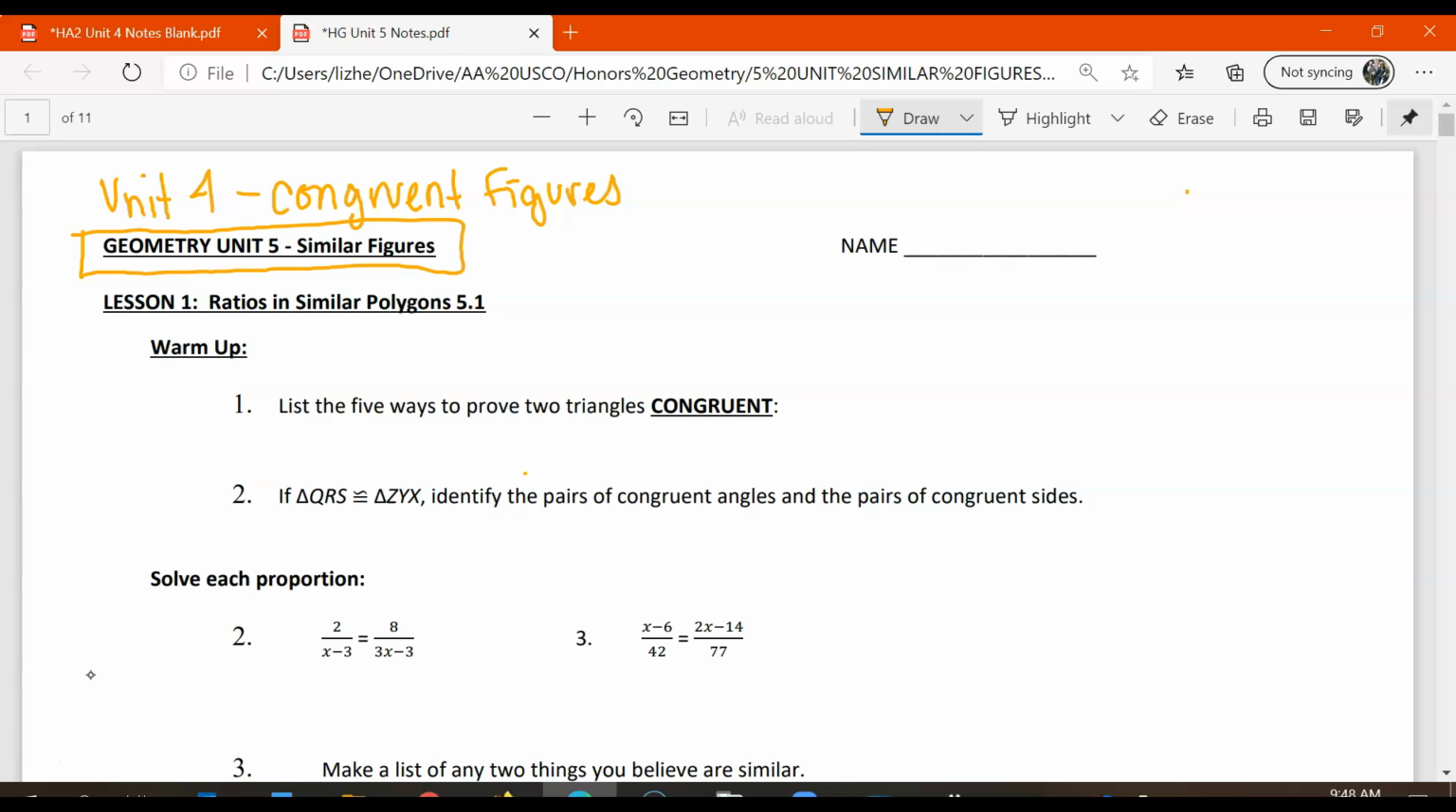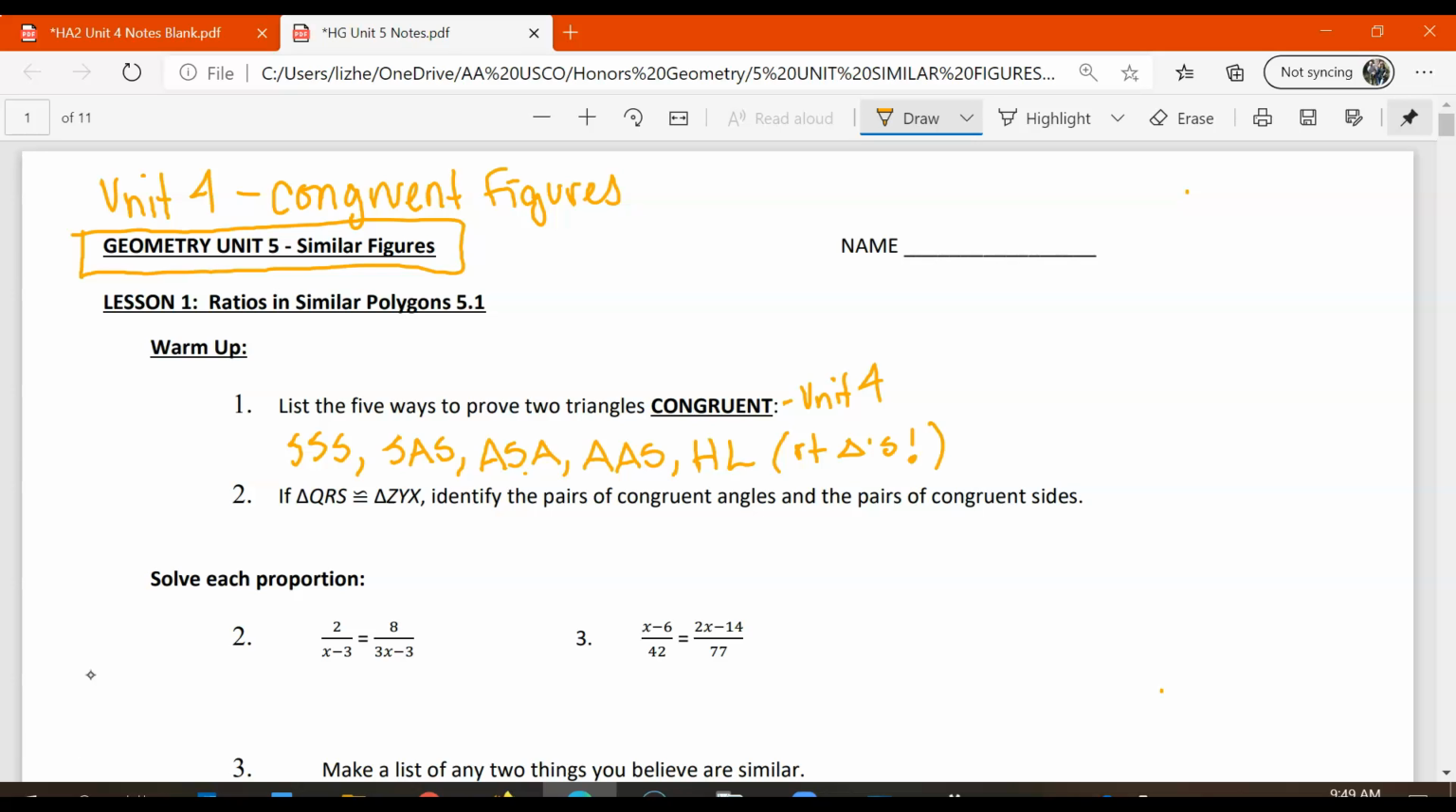Number 1, list the 5 ways to prove two triangles are congruent. So this is a review of Unit 4. What are our shortcuts to prove they are congruent? One is side, side, side. One is side, angle, side. One is angle, side, angle. One is angle, angle, side. And then the last one is HL. But remember, with HL, you also have to have right triangles.